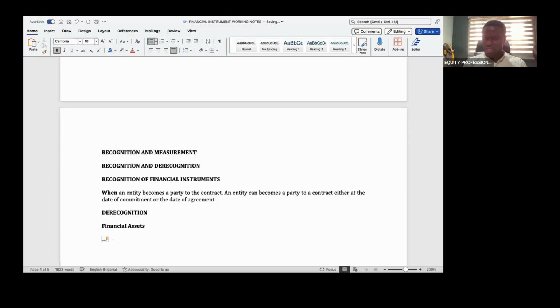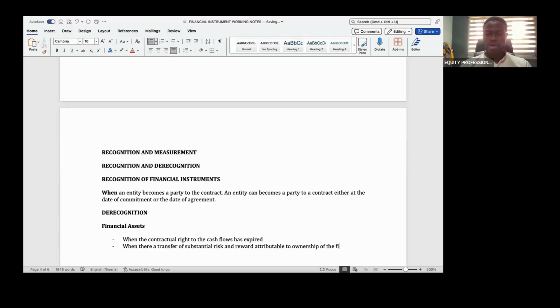Looking at that definition, we can say that, or even the standard said that, you can derecognize a financial asset when the contractual right to the cash flows has expired, or when there is a transfer of substantial risk and reward attributable to ownership of the financial asset, then we can derecognize that financial asset from our book.